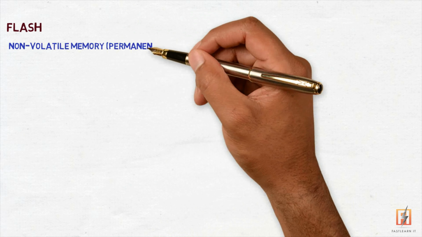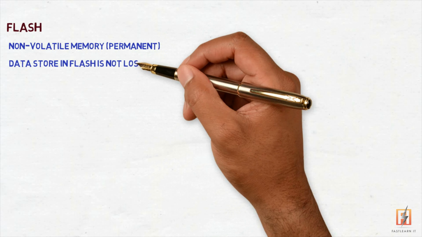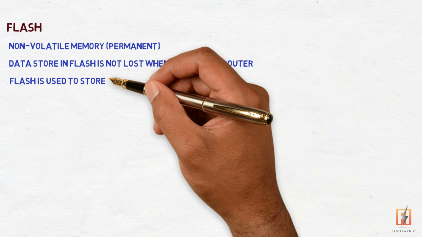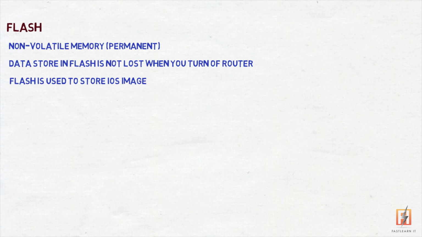Next, flash. It is a permanent memory. What does it mean? Data stored in flash is not lost when you turn off the router. You can also think of flash as the hard disk of a router: just as data stored on a hard disk remains safe, data stored in flash remains safe. The router uses flash to store the iOS image. It is also known as EEPROM, which stands for electrically erasable programmable read-only memory. During the boot process, the router loads iOS from flash to RAM. You can use the show flash or dir flash command to view the existing files and directories inside the flash.